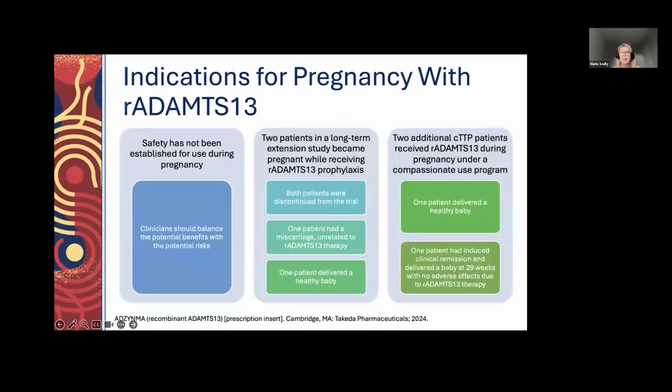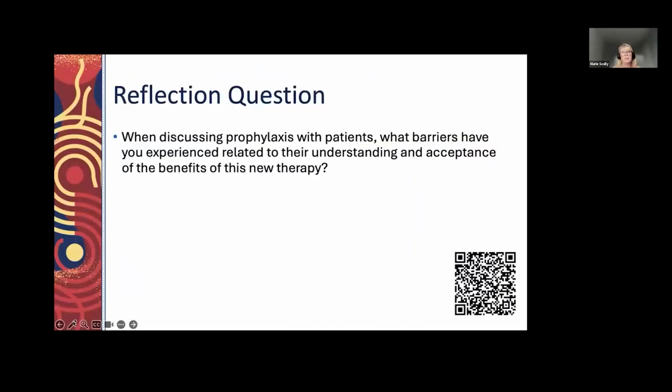And it has been used in patients who were pregnant. It was not part of the pivotal study. 2 patients on the study on the long-term extension became pregnant. One of them had a miscarriage, which was unrelated to recombinant ADAMTS13, and the other delivered a healthy baby, but both stopped therapy during pregnancy. But subsequently, it has been used very successfully in patients on a compassionate use basis.